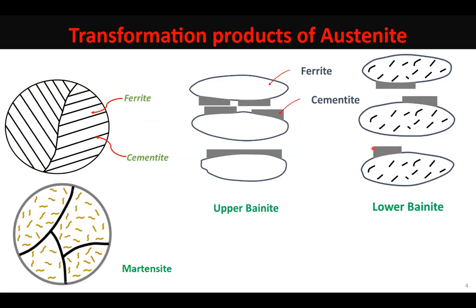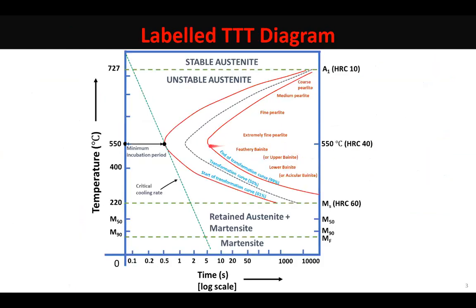Bainite. Students, look at this diagram. If you are able to transform austenite in the range 500 to 550 to 400, you get bainite which is called upper bainite or feathery bainite. And if bainite is formed in the range 400 to 220 (MS), then it is called lower bainite or acicular bainite.